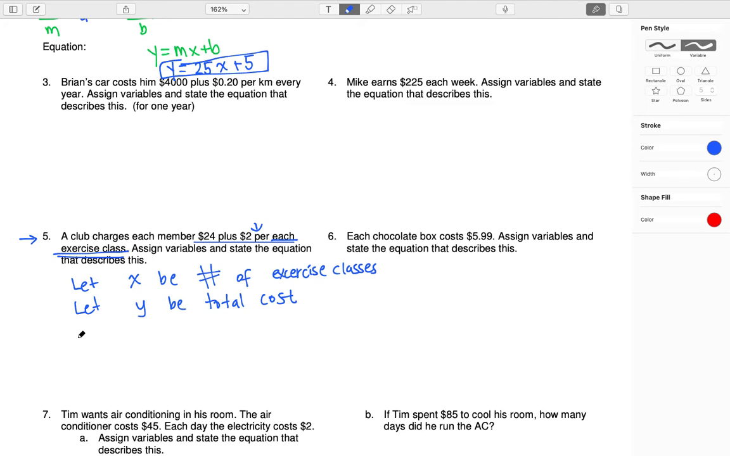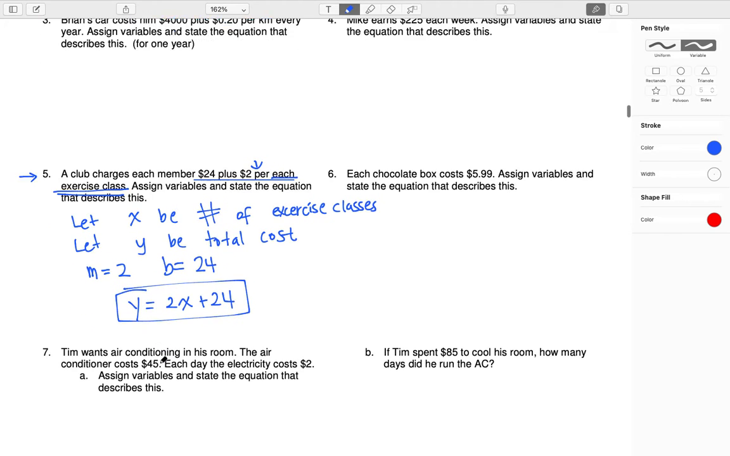So we know that the rate of change, the slope, is $2 because it's per something, so it changes every time. The y-intercept, in this case the one-time fee, is $25. So therefore, y is equal to 2x plus 25. And that's my equation. Okay. Now, what about the next one?